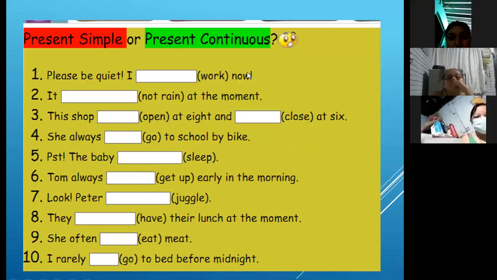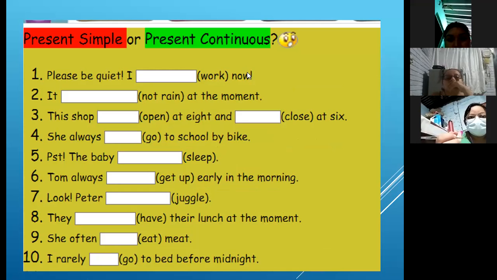Well, let's go on to the last part, and I want you to focus and check what statements we have, right? So I will give you time to think about this exercise, and you have to select if you use the present simple or the present continuous. Please be quiet. I work now, or I am working now. So think about it, and also complete this exercise. I will give you 5 minutes. And later, we will be using the chat to answer this or completing the following statements. Let's go.